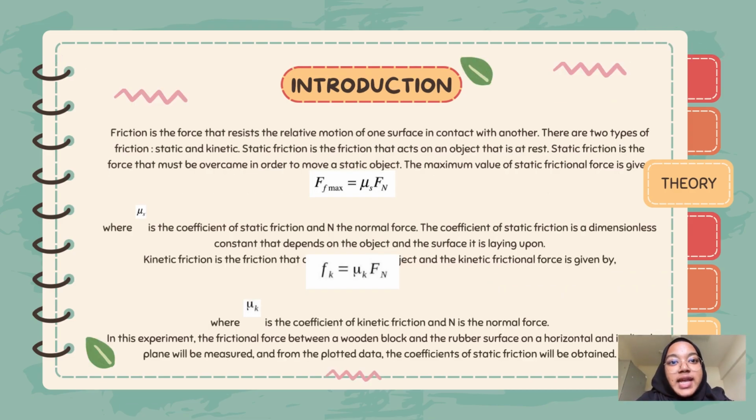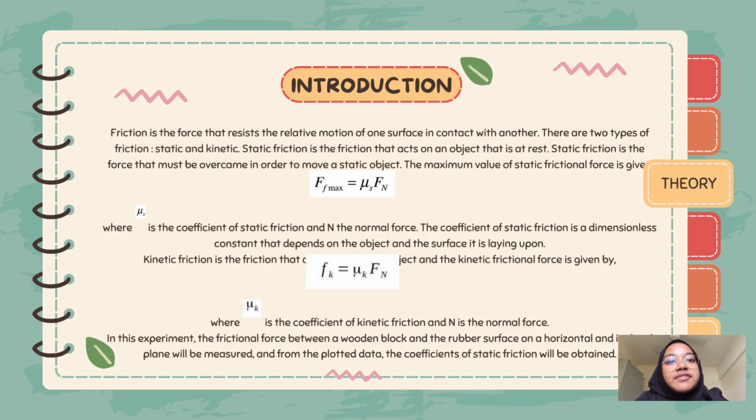Friction is the force that resists the relative motion of one surface in contact with another. There are two types of friction, static and kinetic. Static friction is the friction that acts on an object that is at rest. Static friction is the force that must be overcome in order to move a static object. The maximum value of the static frictional force is given by fs = μs N, where μs is the coefficient of static friction and N is the normal force.